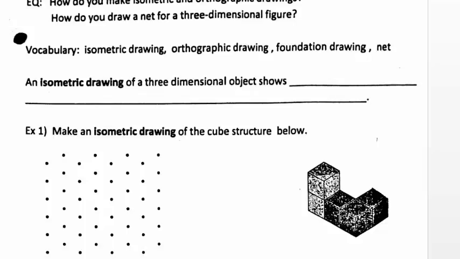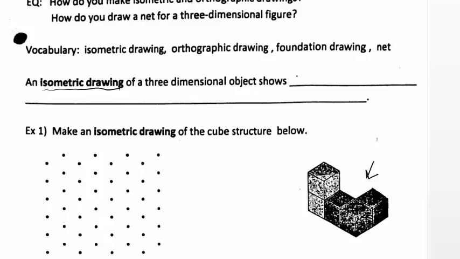Today we're going to learn about drawings, nets, and other models that have more specific names. So one type of drawing that we're going to start with is called an isometric drawing. And basically, to sum it up, an isometric drawing is just a 3D shape. So the picture down here is what we call an isometric drawing.